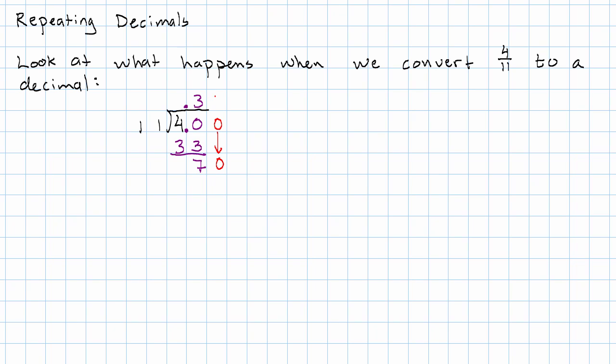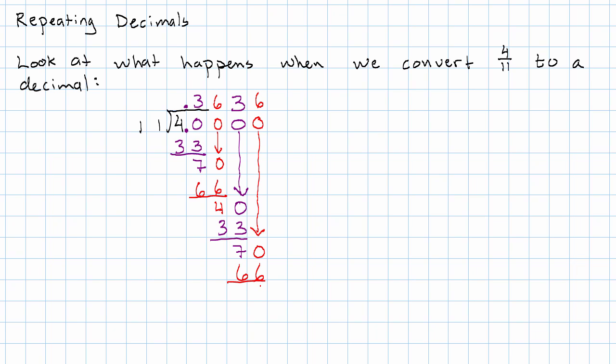11 goes into 70 6 times, with 4 left over. 11 goes into 40 3 times. This is familiar, with 7 left over. 11 goes into 70 6 times, with 4 left over. Wait a minute.